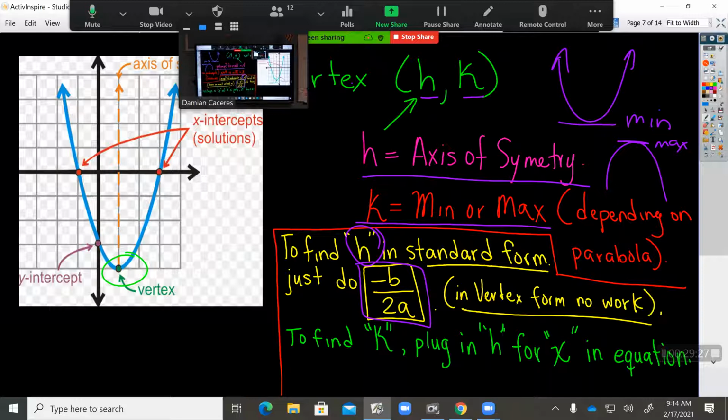So we'll do an example at the end on the same page. Let's just read. Once you find out what h is by doing -b over 2a, then you have to find k by plugging in h for x in the equation.